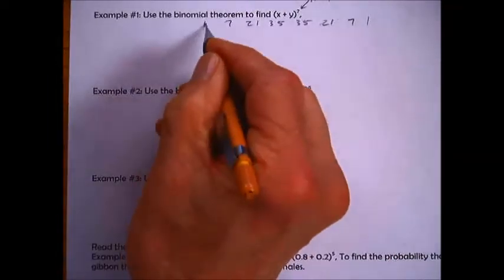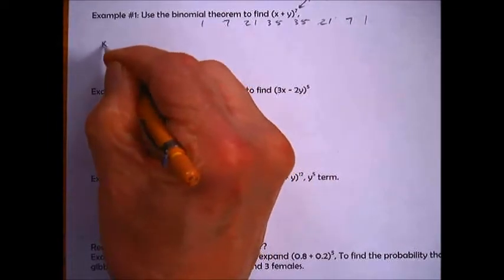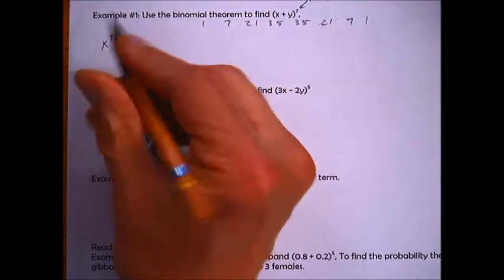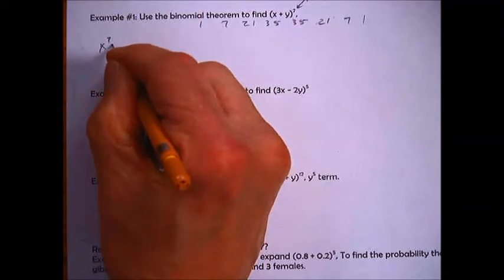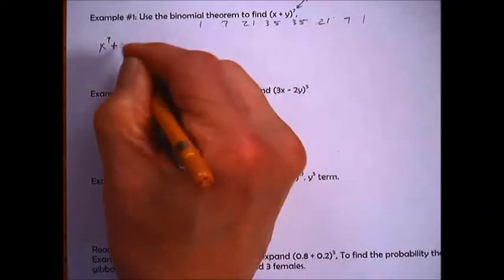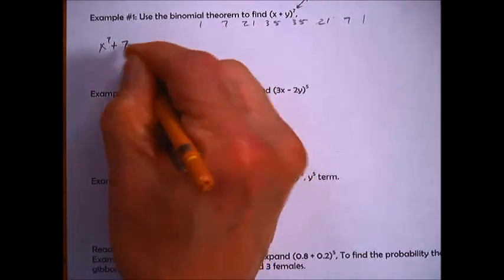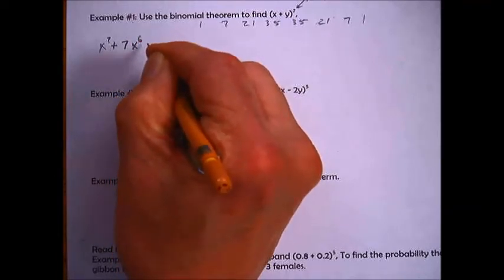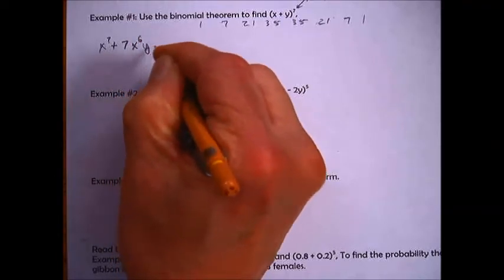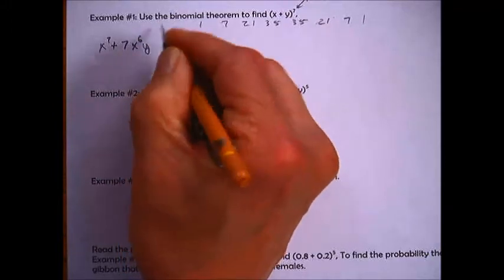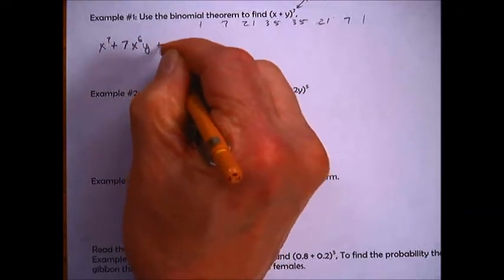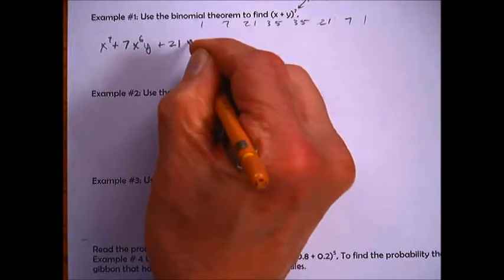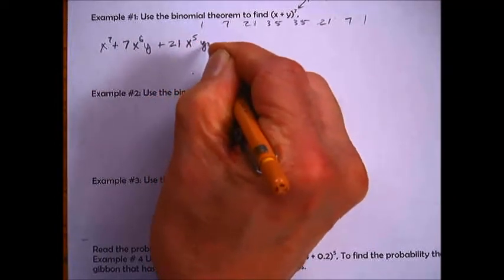And so it's going to be 1x to the seventh power times y to the 0, which is just 1. So this is our first term here. Then it's going to be plus, our coefficient is 7. The x's are going down now, so 7 x to the sixth, then y to the first. And then plus, the next coefficient is 21, x to the fifth, then y squared.